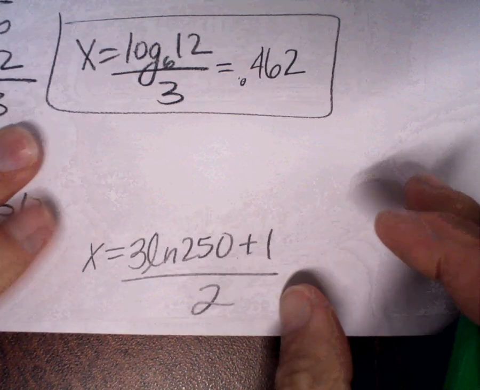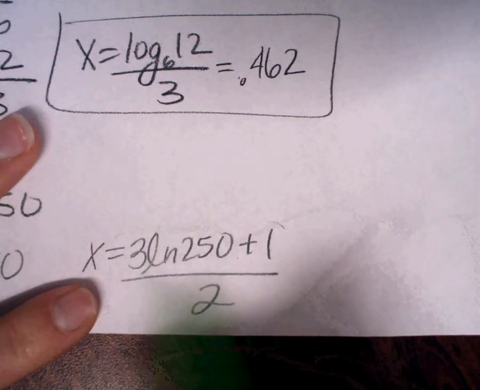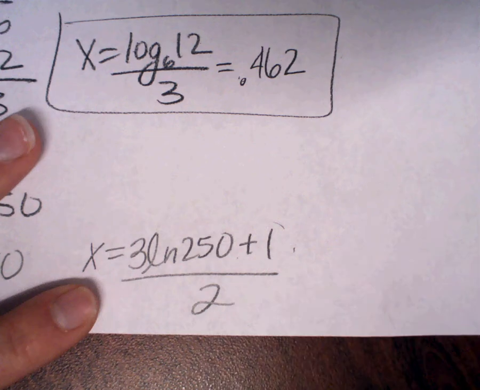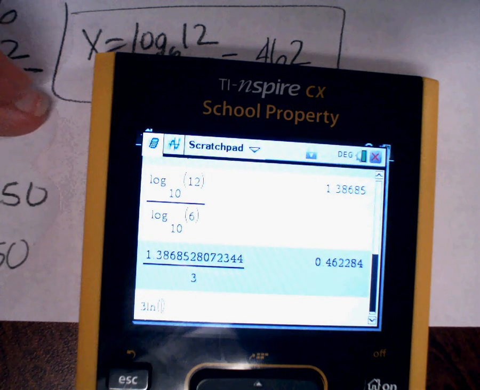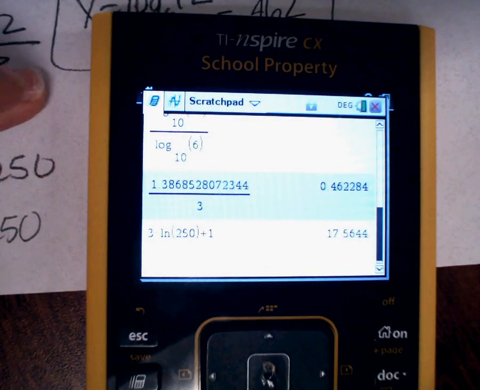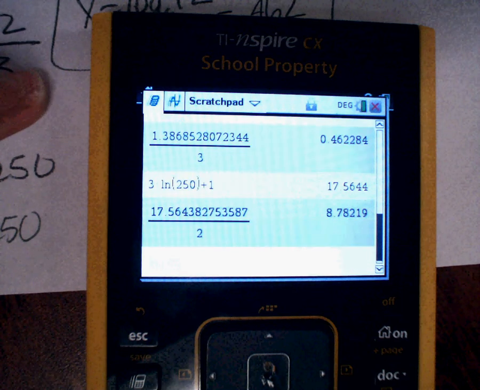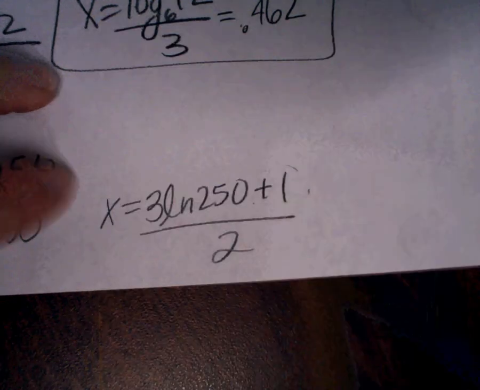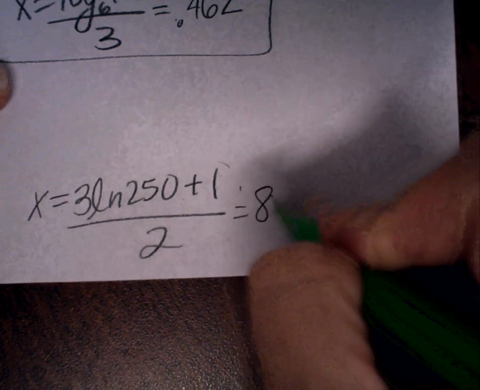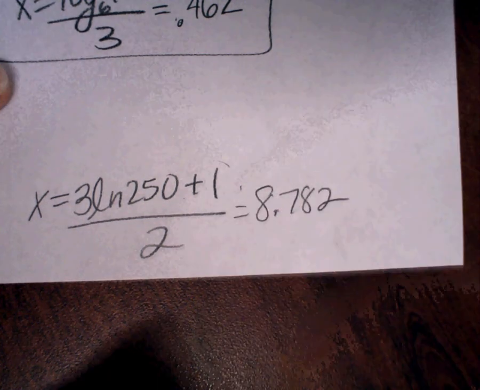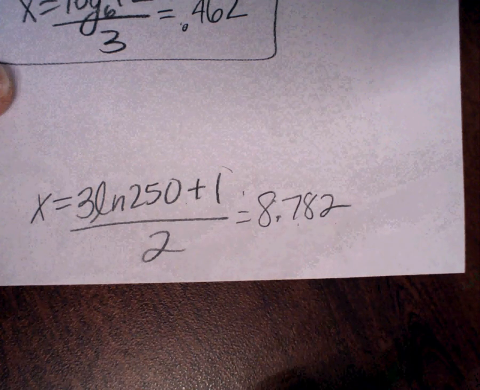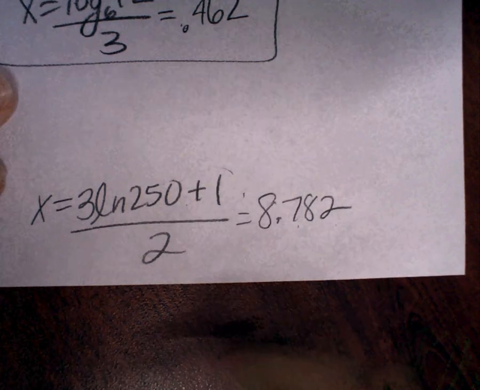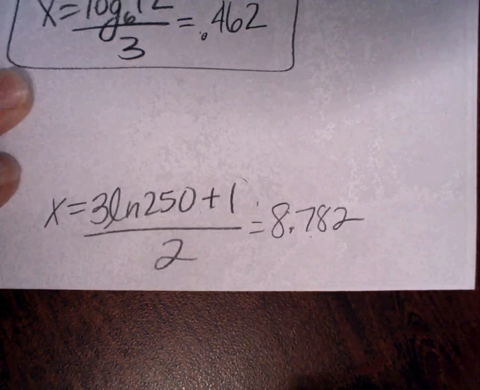So how do we type this? Well, we can type all the numerator in at the same time and then divide by 2. So it's 3 ln 250 plus 1. Got that. And then divide by 2. 8.782. You're going to be asked to do both exact and rounded on the test and quiz, so make sure you understand both. Feel free to go over that. Watch it again if it helps. Get with a buddy or a friend to go over it.